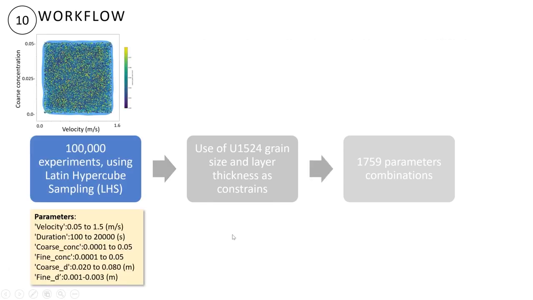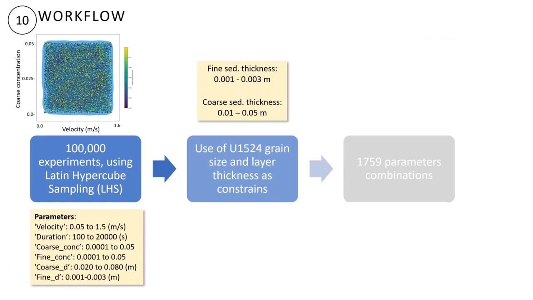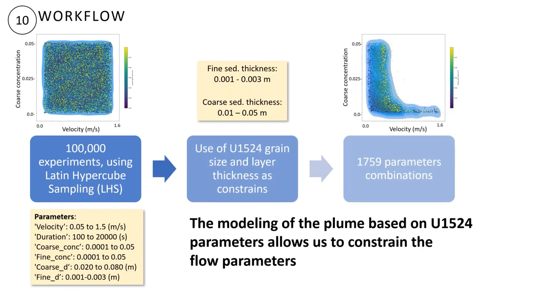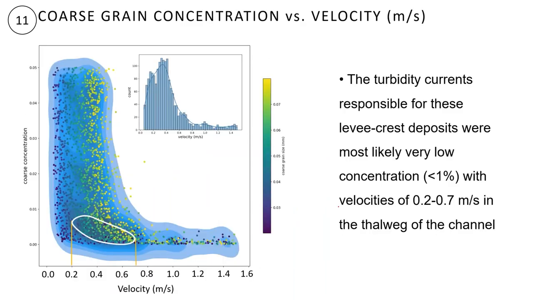But then by plotting a very broad range, we reduce that range using the data that we actually have. And then we have 1,559 parameter combinations that give us the coarse grain concentration versus the velocity of the plume. In this plot, you have on the y-axis the coarse grain concentration and the velocity. And you can see already that the coarser grain needs higher velocities, which is not something that we have here, according to the data that we were able to plot.